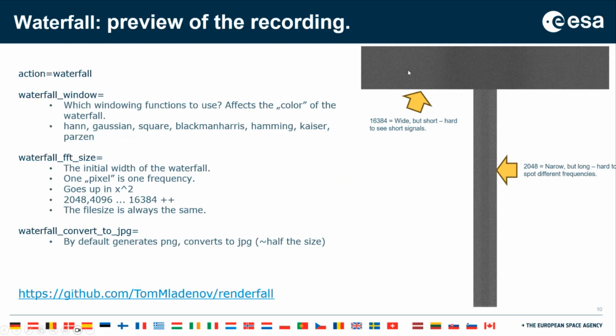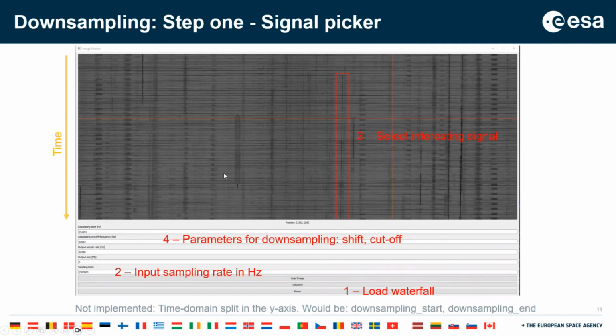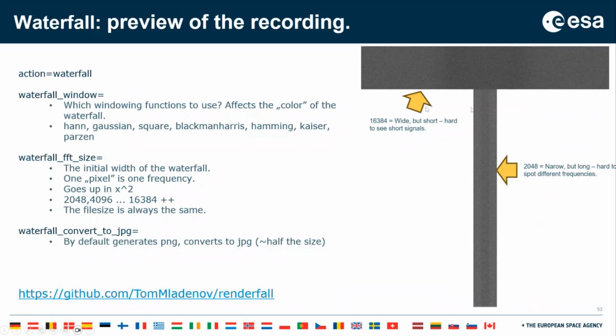It will change the proportions of the waterfall. So those both images will still weigh the same, about 8 megabytes for a 100 megabytes recording, but you will have either temporal resolution in time, or you will have frequency resolution in the frequency domain. So this is something to pay attention to.